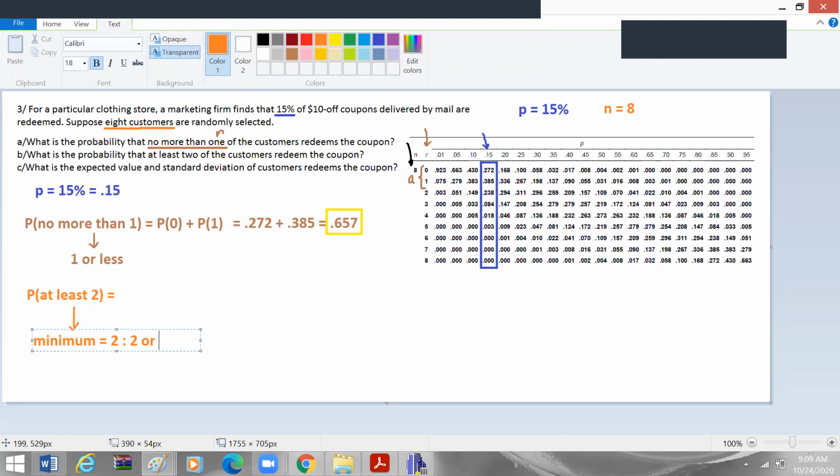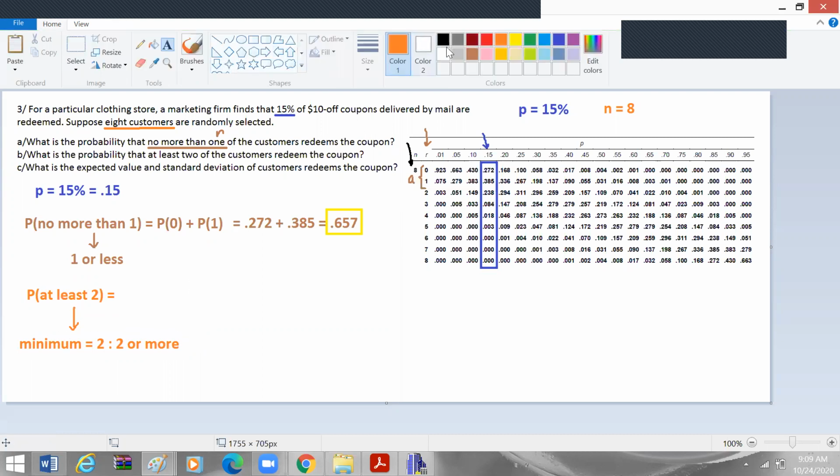This is what we have in English, so that would be 2 or more in this question, meaning that we need to add from 2 all the way up. Do we agree? Yes, 2 or more. So that would be the part B question. So more than 2, I'm sorry, at least 2, so that would be 2, 3, 4, 5, 6, 7, or 8 customers getting a coupon.